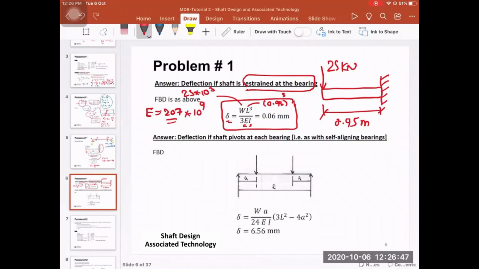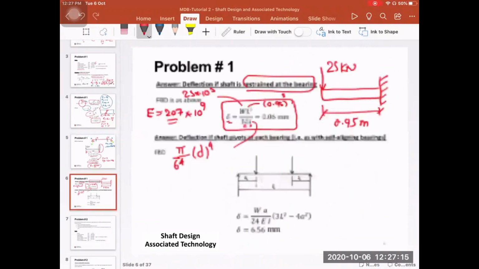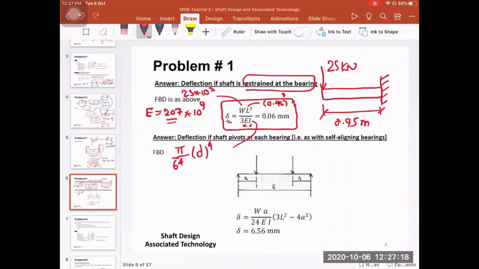And then I here for a solid circular shaft, it is pi over 64 times the diameter to the power 4. Again, so just go back here. We've already found the diameter of the shaft. It is 60 mil, or if you want to be more accurate in the calculations, you can use the 59.47. And then this will give you the deflection, the maximum deflection in this case, right?